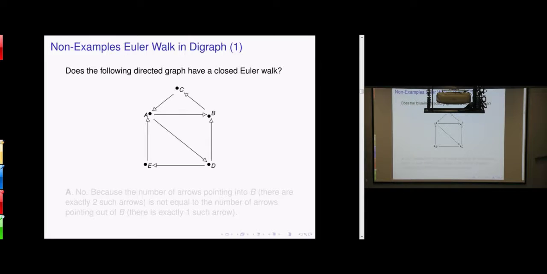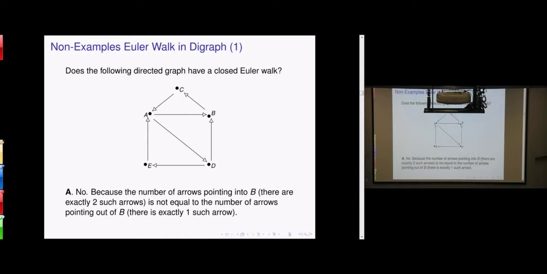So therefore, there's no closed walk. The answer is no, because there are exactly two arrows coming into B and one arrow going out. So this is not balanced, right? So it violates Euler's theorem, and this does not have an Euler circuit.